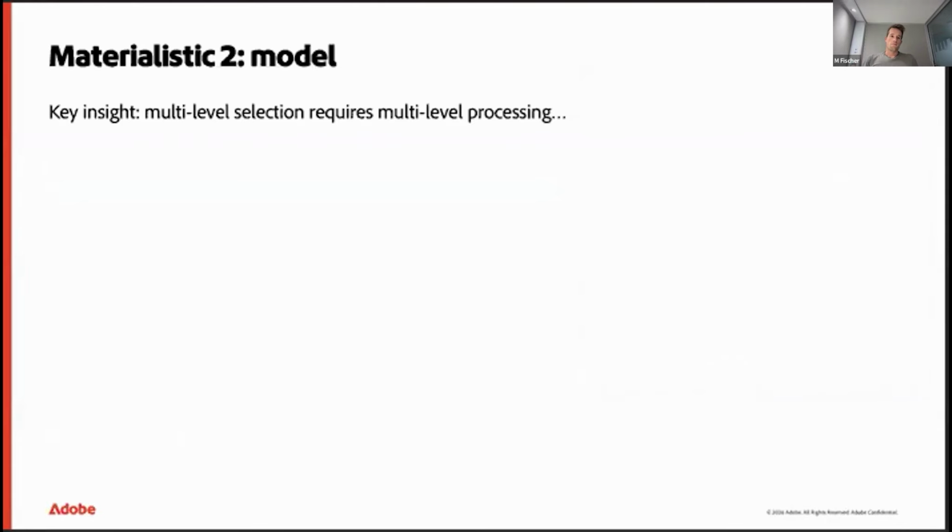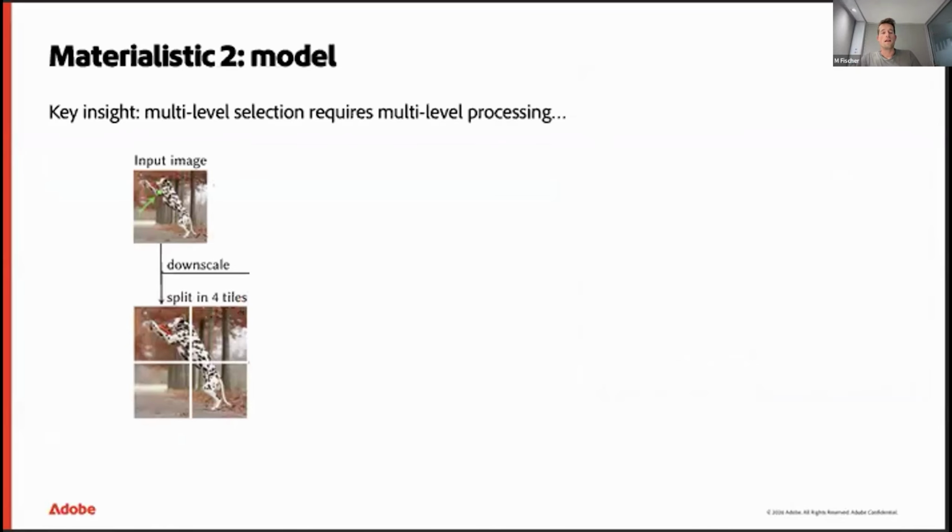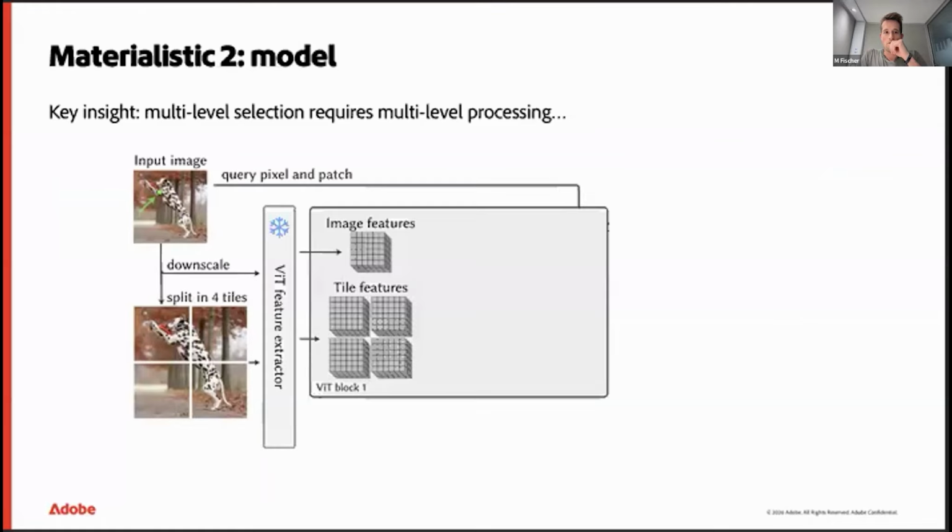So the key insight that made this project work was that we figured out that if we want to have multi-level selection, we need to do multi-level processing. And to do this, we take the input image and we first split it into 4 tiles. And then we also downscale it to the ViT input resolution. And then we process each of those segments with the ViT. So it's the same ViT as before. Actually, not quite the same. Now we use DINOv2 because in the time that came out and that worked better. But the concept is the same.